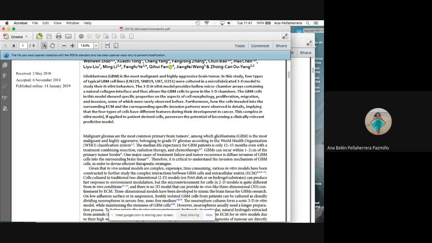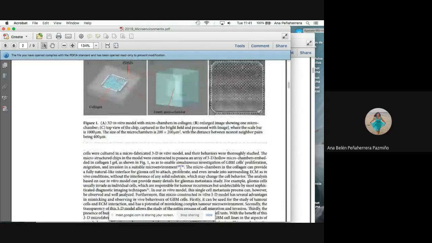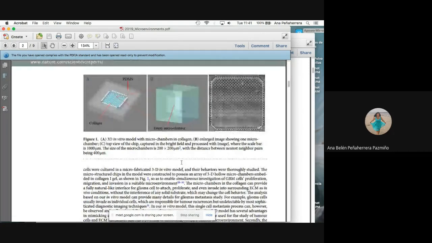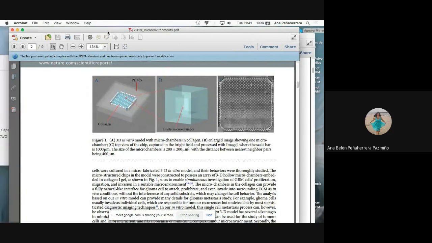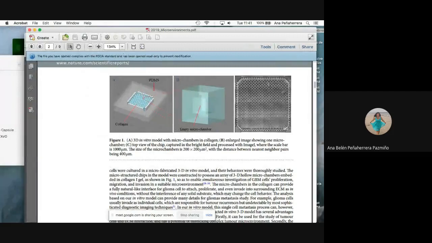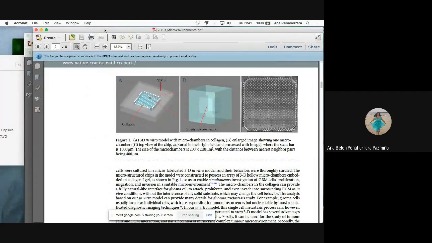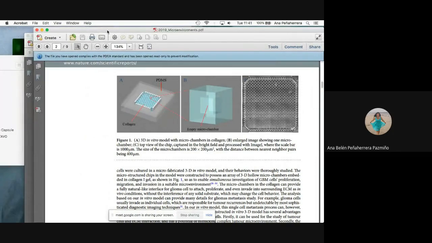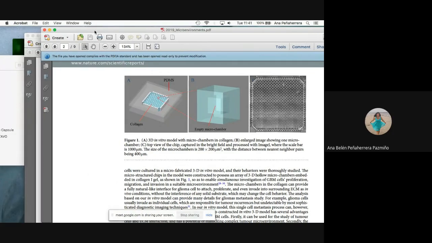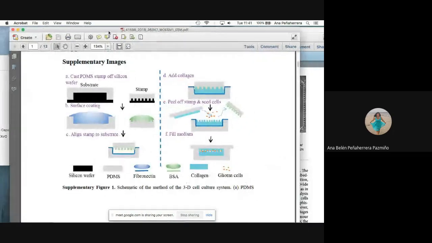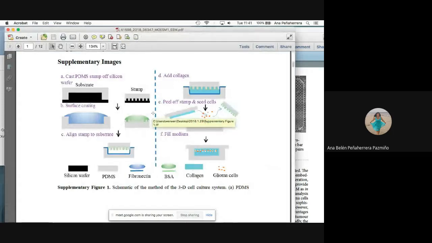So the idea of these authors is to mimic the microenvironment, replacing the extracellular matrix with collagen, because this hydrogel has the mechanical properties of the ECM. Okay, so here you can see the device that they use, and I would like to show you also in the supplementary information, they have the description of how this device is made.